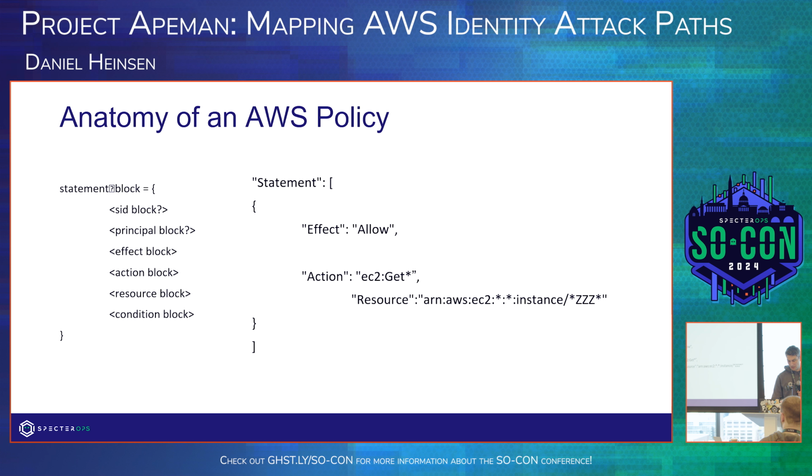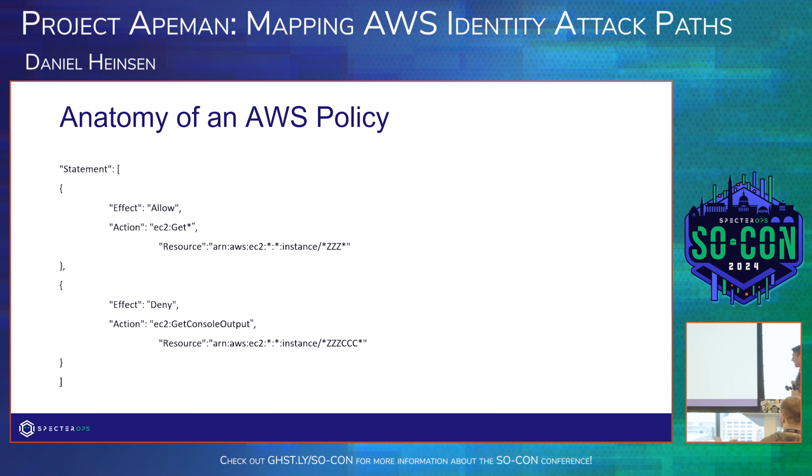So in this case, we have an example policy. And what this says is you can call EC2 get anything on any EC2 instance that has the letters ZZZ in it. And the thing I want to highlight here is that you can use this asterisk as a wildcard. So all of a sudden our policy evaluation needs to take into account wildcard expansion, right? So now we're doing a lot of string matching, which becomes even more difficult, right?